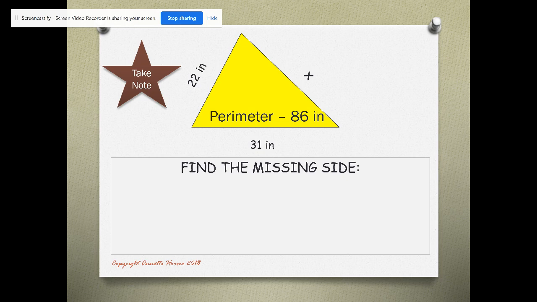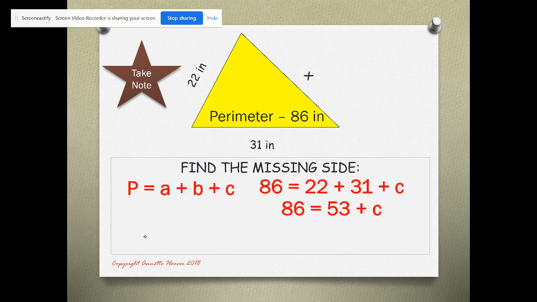Now, does that work out? Does 33 plus 31 and 22 equal 86? Let's see. 33 what? We've got to label it. I'm rambling now. I'm sorry. 33 inches. So if we were to check it, you could go back and add those 3 sides together and see if you got 86.